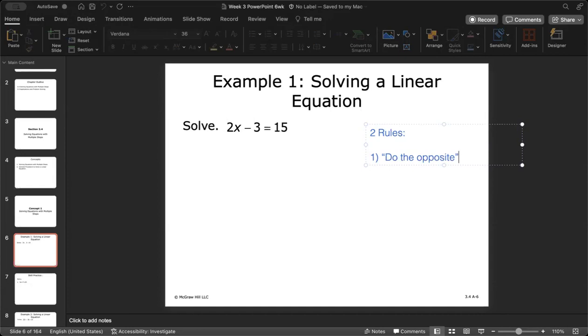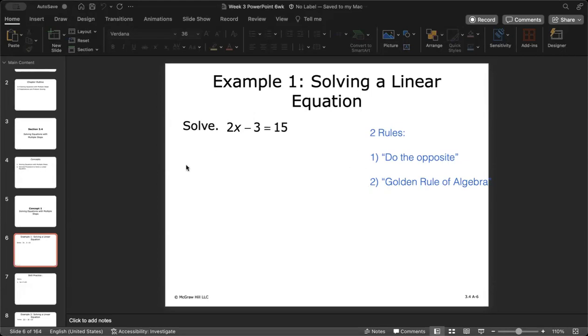I'm going to put that in quotes because do the opposite depends upon the context of the problem. If you're adding, then you're going to subtract. If you're multiplying, you're going to divide, and vice versa. So that's what I mean by do the opposite. And we'll see that through the course of this whole thing. And then the other rule that I have is what I call the golden rule of algebra, which you already know, but you're going to become familiar with it again. Okay, so let's take a look at this problem here and see how we apply these two rules.